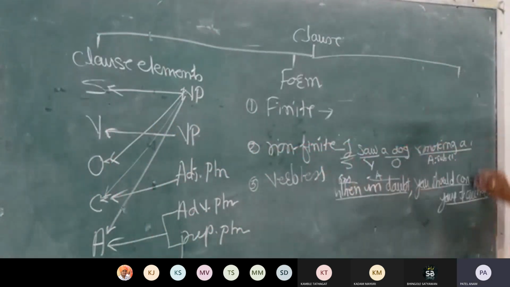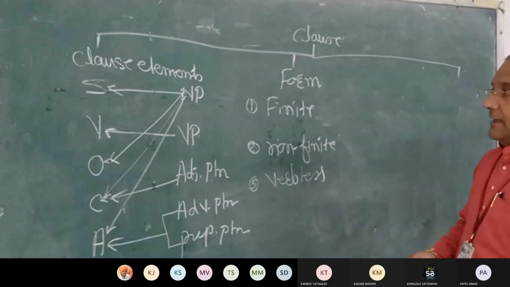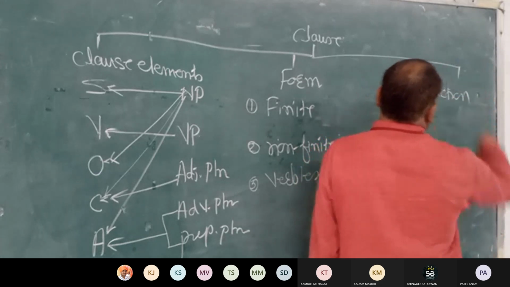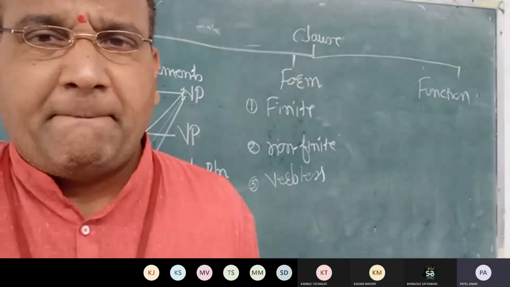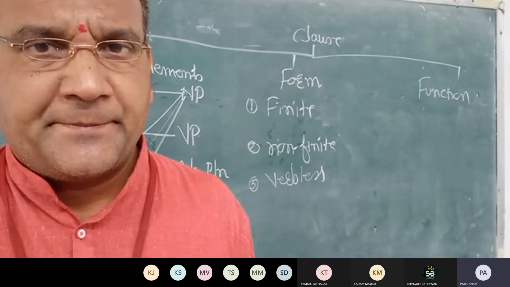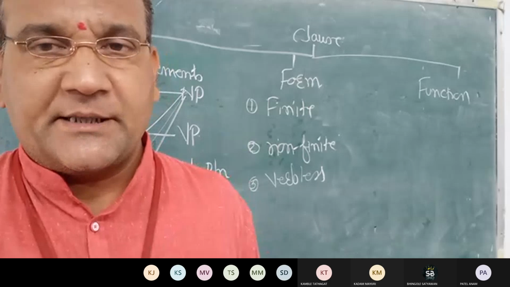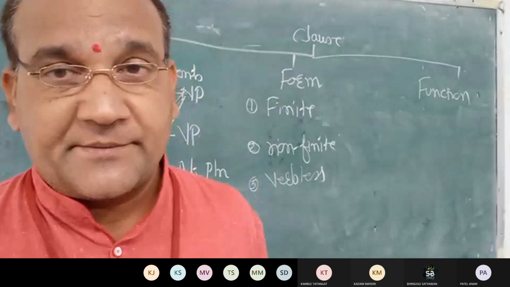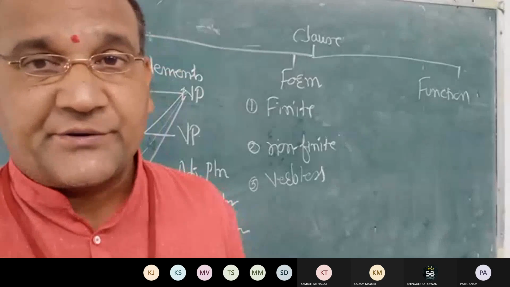Now, there is another way of studying clauses. You can study a clause by its function. Is it possible that a complex sentence is always a finite clause? Not necessarily. A simple sentence is always finite. A compound sentence also is finite. But in a complex sentence, it may be finite, non-finite, or verbless. You will get the details when we discuss. Now we can study clauses by their function.